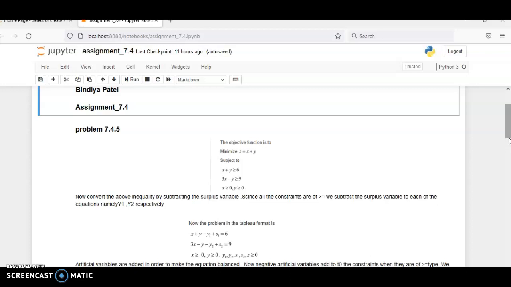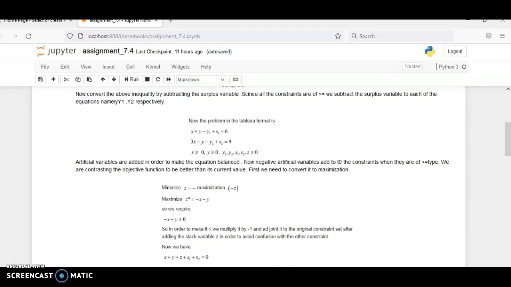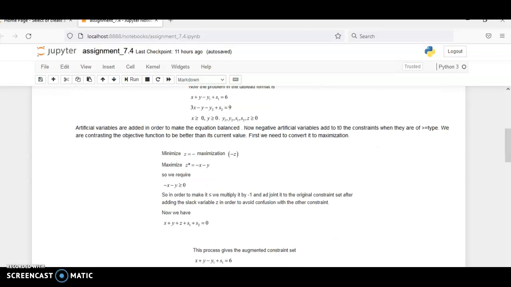Now, the problem is x plus y minus y1 plus s1 equals 6, 3x minus y minus y2 plus s2 equals 9, with x greater than or equal to 0, y greater than or equal to 0, and y1, y2, s1, s2, z greater than or equal to 0. Artificial variables are added in order to make the equation balanced.